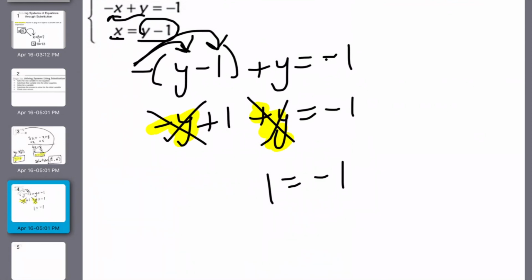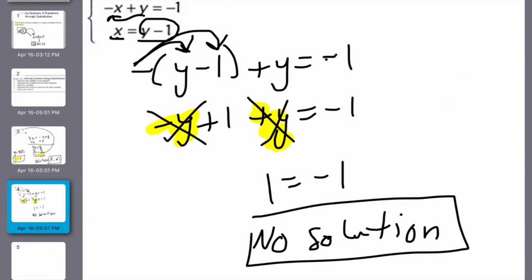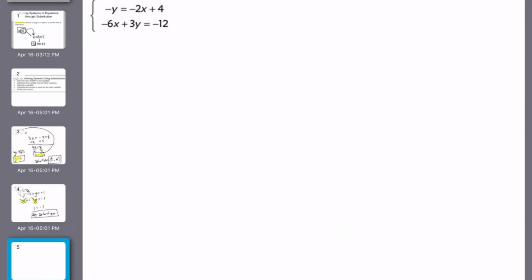Well, let's think about this. Is there ever a situation where 1 equals negative 1? No, there's not. Which means that in this case, for this system of equations, there is no solution. That's right, we're bringing back one solution, infinitely many solutions, and no solutions. 1 doesn't equal negative 1, so therefore there is no solution to this system of equations. Okay, they are never going to intersect.